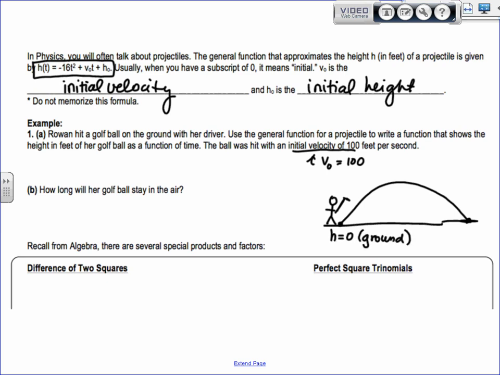You said 8. No, I said 8. Oh, I thought you said 8. I was like, okay, she's hitting it very high. Just whacking it in the air. As my drawing indicates, right?